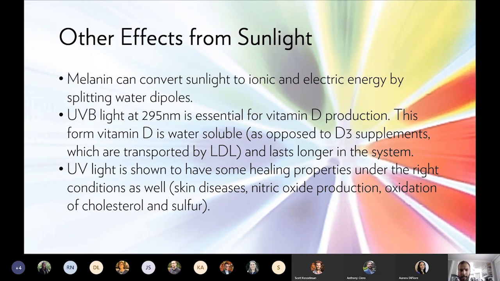Some other effects from sunlight. There's some really interesting new research into melanin and how it can produce energy. UVB light is essential for vitamin D production. And the vitamin D that you get from sunlight is water soluble. And there's some other notes on here. It produces oxidation of sulfate and other things, nitric oxide production, oxidation of cholesterol and sulfur, which have antioxidant properties in the body, and it lasts longer in the system than a D3 supplement will.